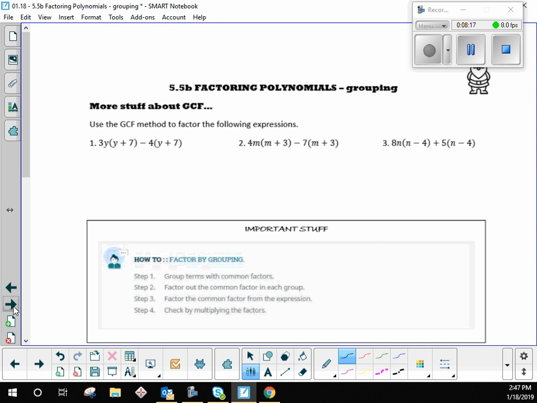But the GCF here works a little bit differently. The GCF here is a group of things in parentheses. So I want you to notice on number 1, we actually have 2 terms. We have this thing that's here and this thing that's here. Okay, and they're being subtracted. So thinking about that's 2 different groups, what do those groups have that's the same?